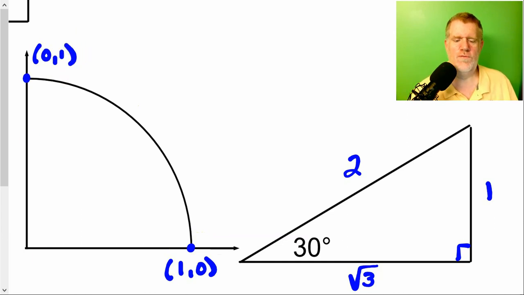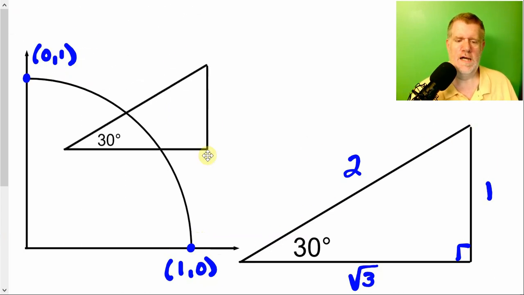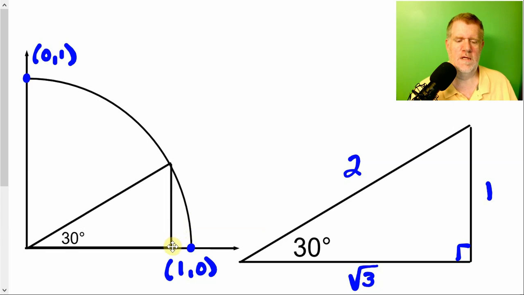Okay, so what if I took this triangle and I shrunk it so that this hypotenuse actually equaled 1? Kind of like this. So this distance is 1. So it's half. So if I take half the hypotenuse, I take half of everything. So this was 1, and half of that becomes 1/2. And half of square root of 3 is square root of 3 over 2.